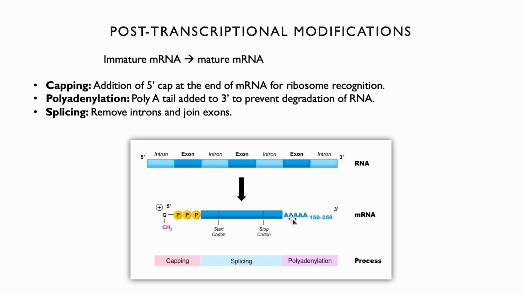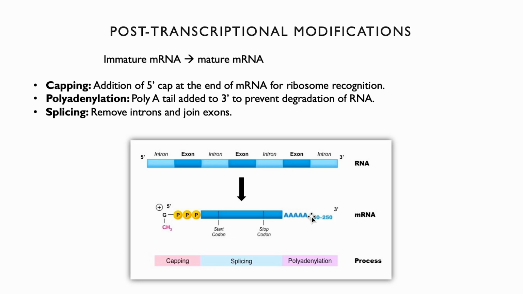Also, there is the addition of many adenines, a very long tail of adenines, the poly A tail, that is added to the 3' end of the messenger RNA. Notice that there can be between 150 and 250 adenines there. That is important to prevent the degradation of the RNA as it travels from the nucleus into the cytoplasm and until it reaches the ribosomes.